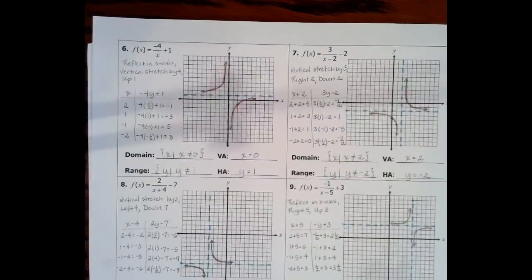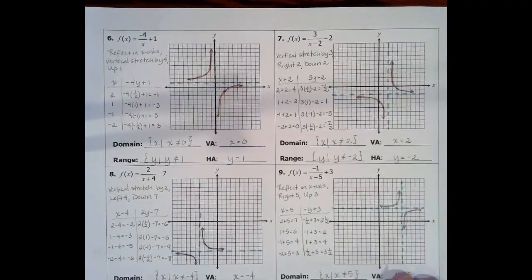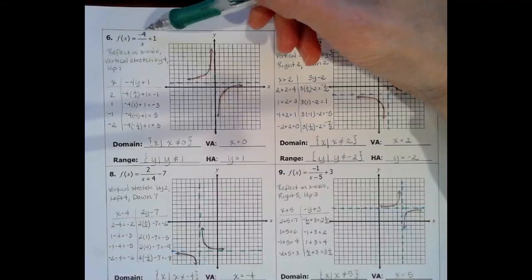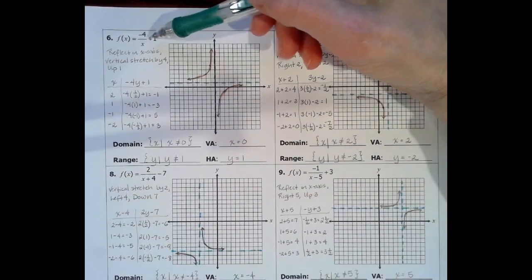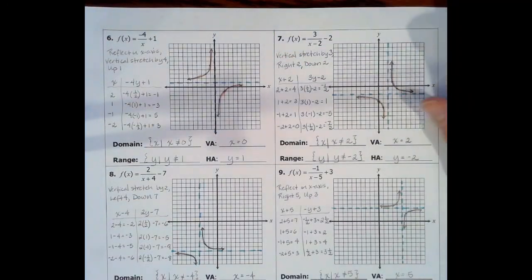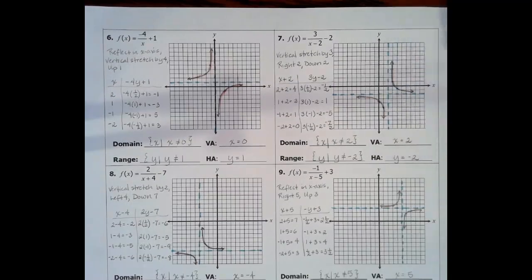Okay, got a couple more just to make sure that we got it and that we feel confident when we do our own graphing. Okay, in this equation, it's negative 4 divided by x plus 1. So we need to first identify what are all the transformations that are taking place.